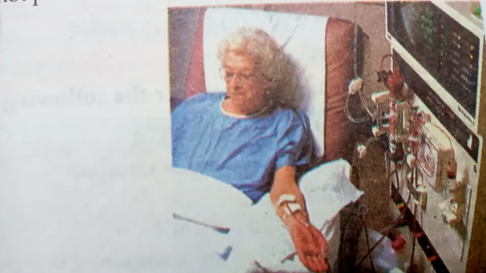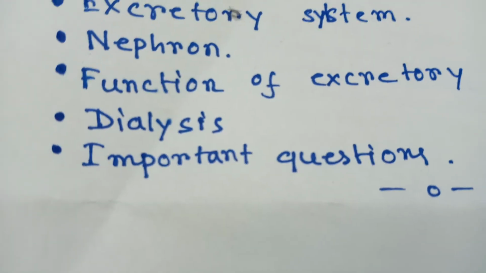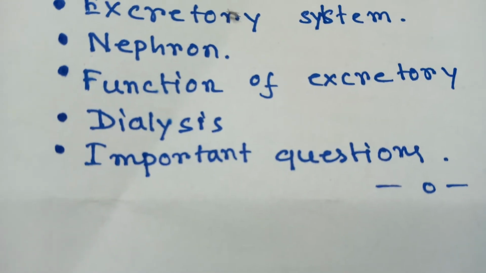Here we can see a woman who has kidney damage and is being put on dialysis. So what is dialysis, that we will see now. Dialysis is the procedure used for cleaning the blood of a person by separating the waste substances from it.